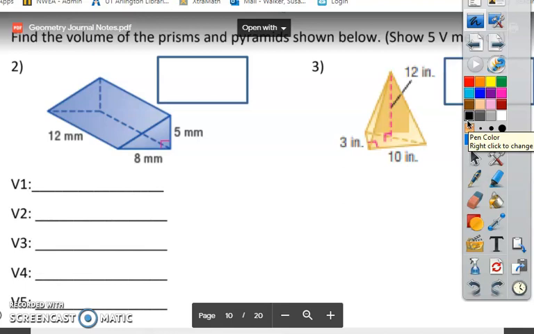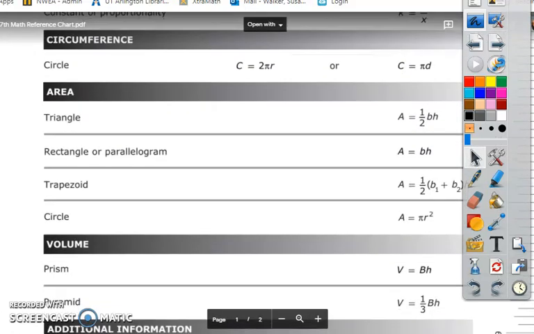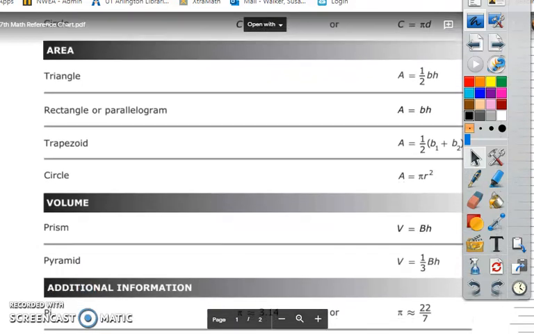So you also want to make sure that you have a formula chart in front of you. Okay? So pause the video if you don't have a formula chart in front of you. Find one, or if you're online, go to where it says reference materials in your Google Classroom. And so this is what our formula chart looks like. I'm going to scroll here so that I can see both area and volume.